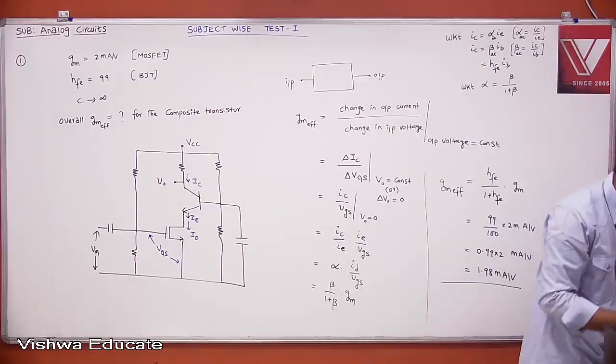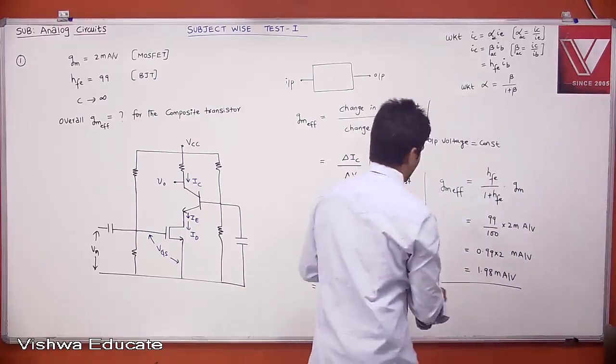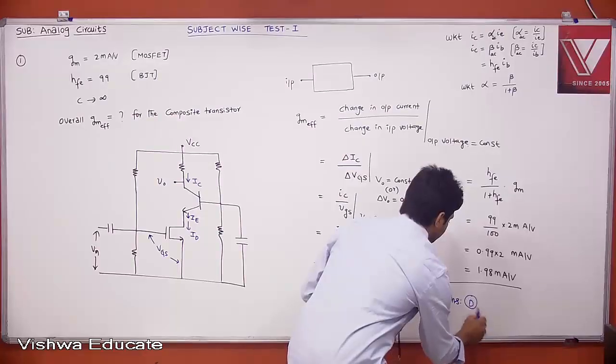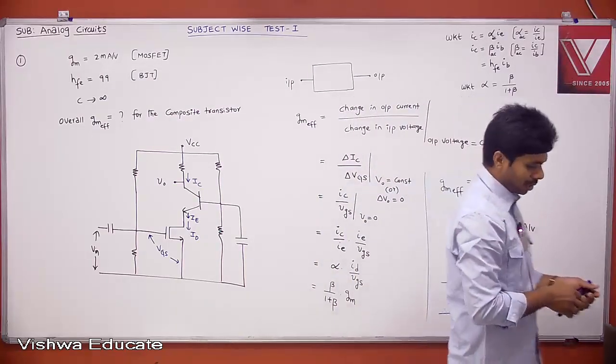Okay. I think the answer is over. What is the answer? Answer is D. Your GM effective is approximately equal to GM. If you want, you can say like that also.